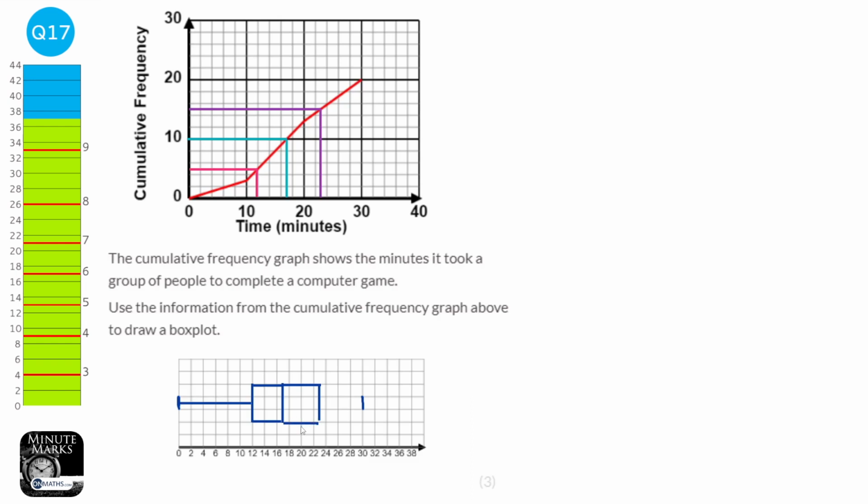I need to move that line a little bit. Oops. There we go. And let's fill in the last bit, join it up with the highest point. And there's our box plot.